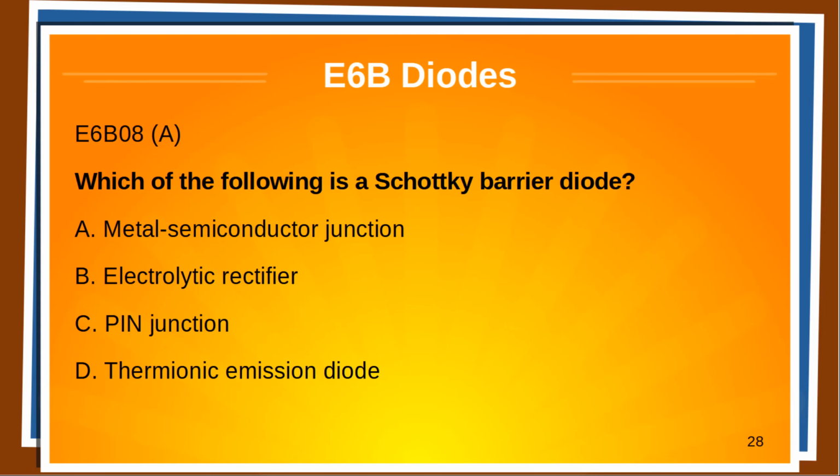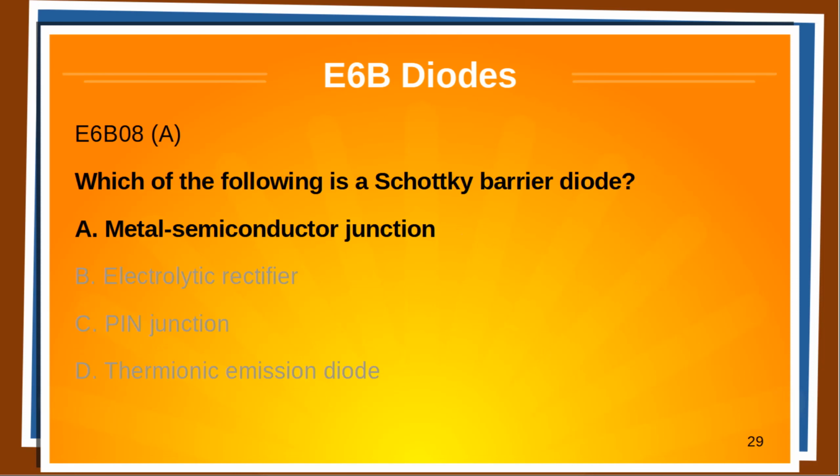So which of the following is a Schottky barrier diode? Okay, no. It's a metal semiconductor junction. Right. Yep. It's a weird one. One of the weird ones. The PIN diode is kind of weird because it's a PIN junction. It's the golden dome.